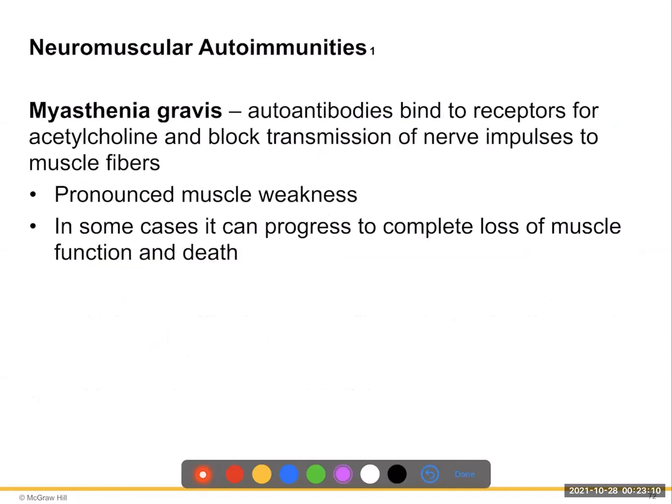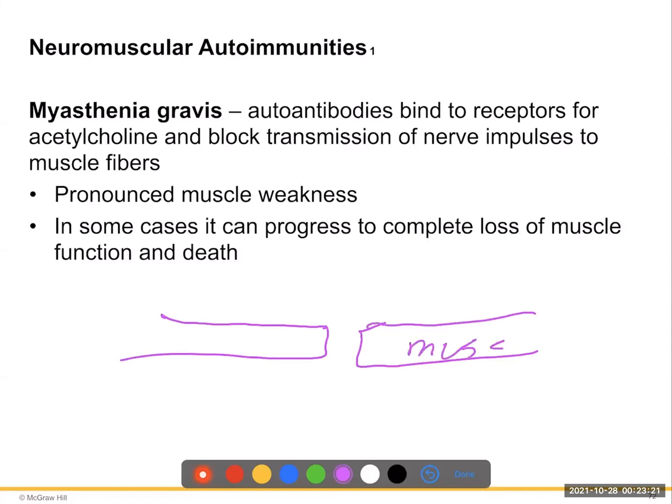Myasthenia gravis is autoantibodies binding receptors for acetylcholine. Remember, the nerve comes down here, and at the end of the nerve, it has to propagate the signal to the muscle to contract. Okay, it releases acetylcholine across this gap. Okay, it binds to the receptors for acetylcholine. So basically, this releases the ACh at the junction to cause the muscle to contract. But these receptors that recognize it are blocked.